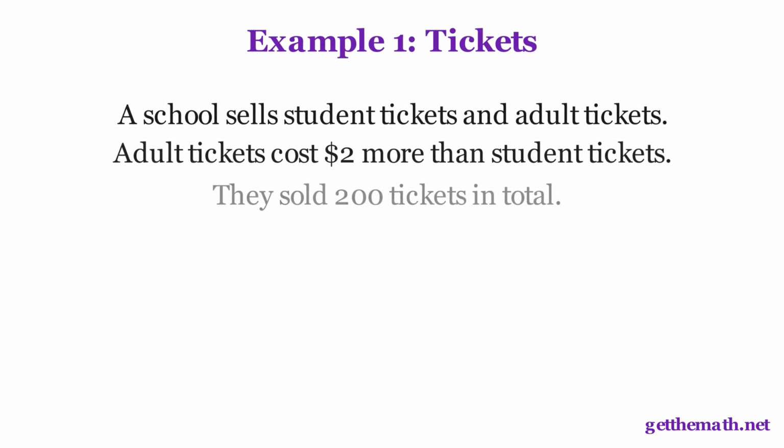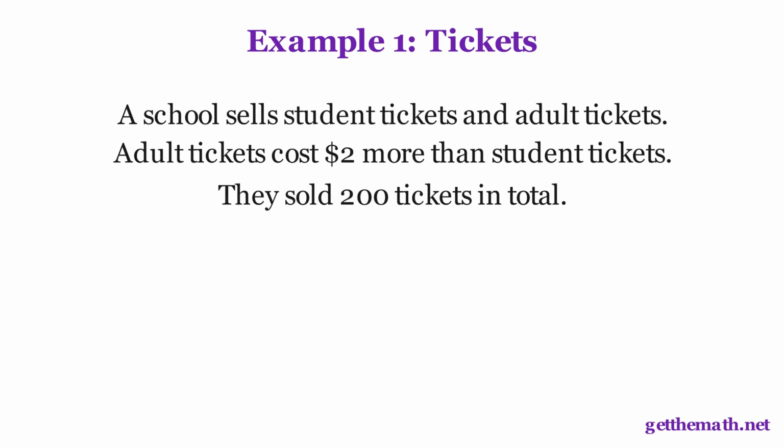Let's look at some examples. Example 1. Tickets. A school sells student tickets and adult tickets to a play. Adult tickets cost $2 more than student tickets. They sold 200 tickets in total. So, what do we know the least about? We are not told the price of either ticket directly.